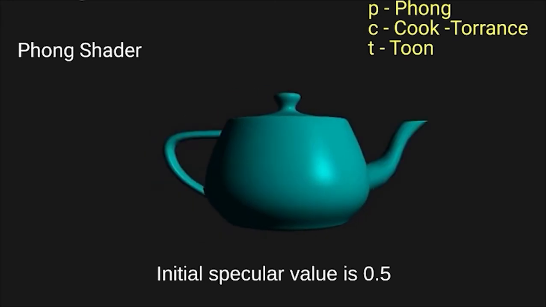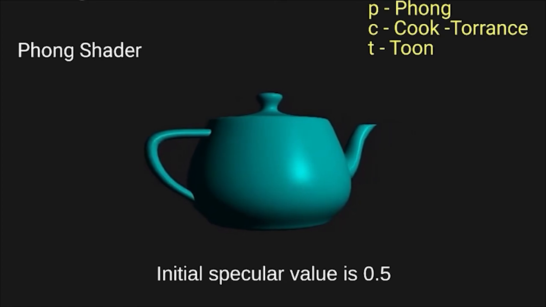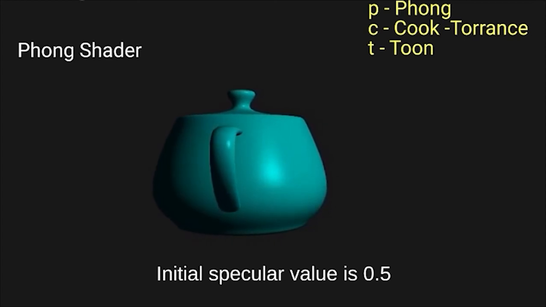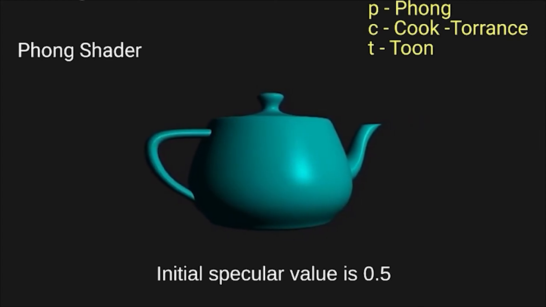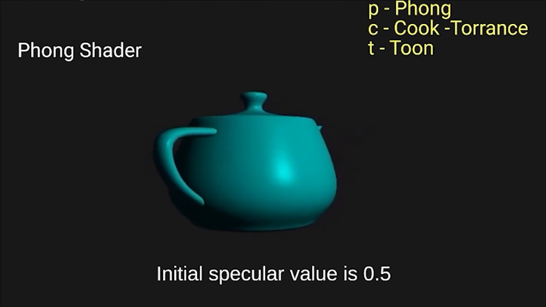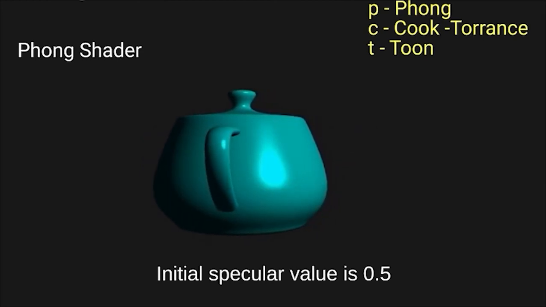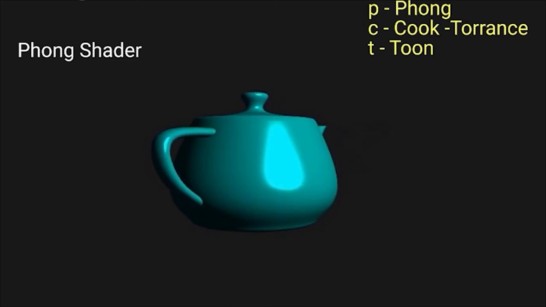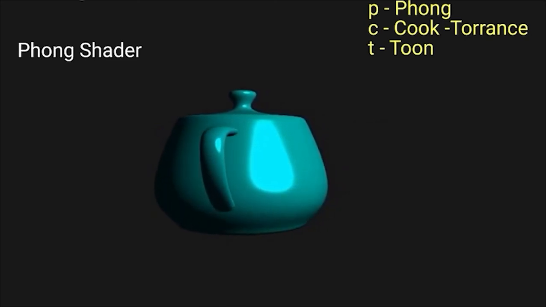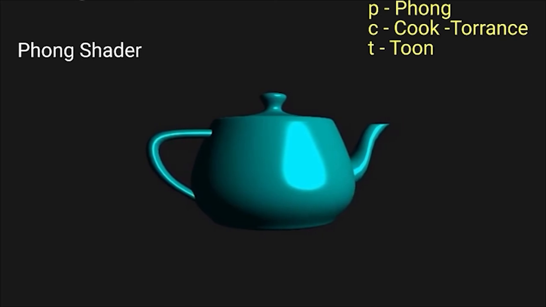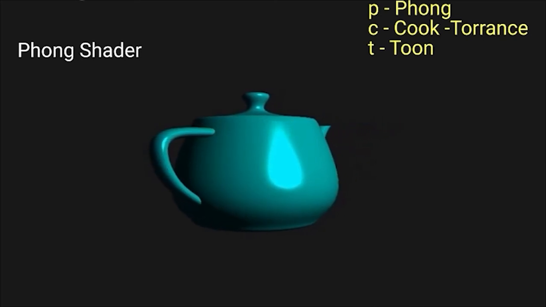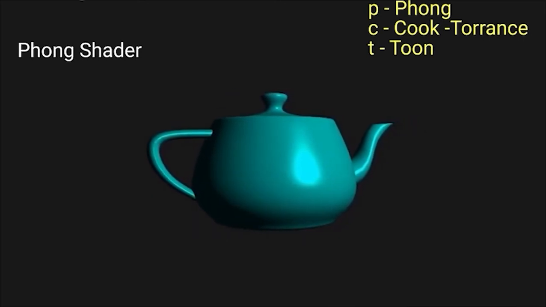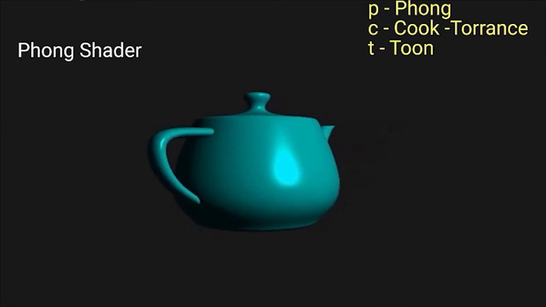Now you can spot a very small white light on the middle of the teapot. So I can increase and decrease this light. For increasing it, I'll press G. Now you can see it's becoming bigger and bigger. Now if you have to make it small, I'll press the H key. So you can see that the specular light is becoming smaller. In Phong shader, the specular light will be focused on one point only.